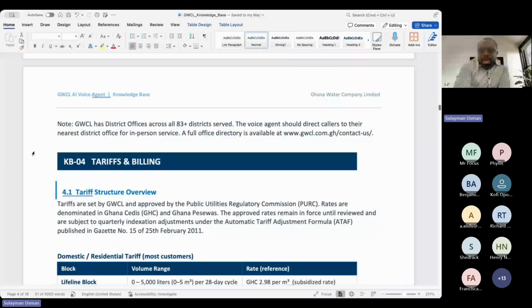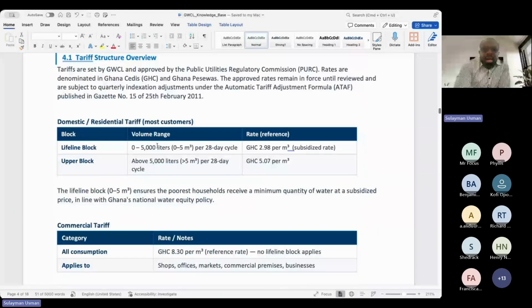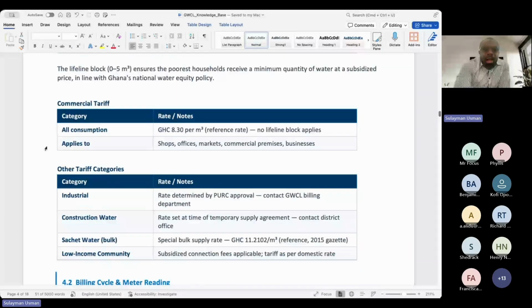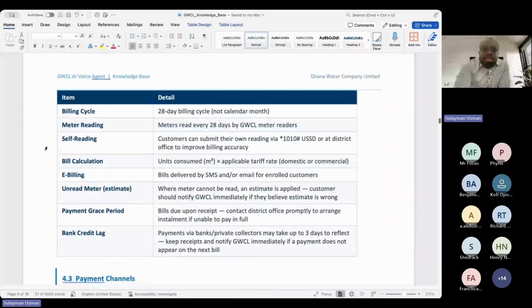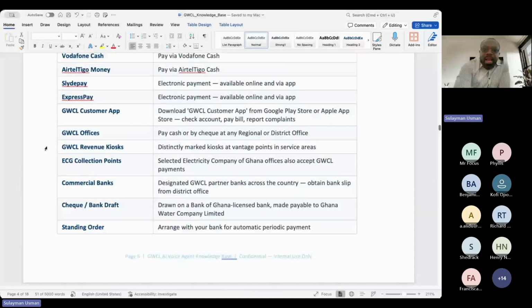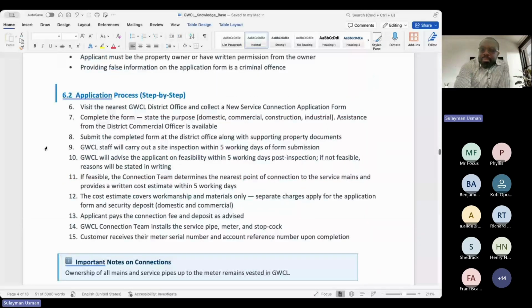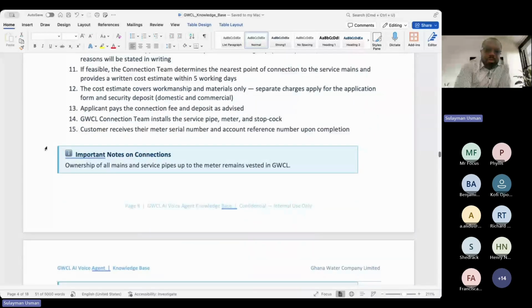We talk about the tariffs, the billing. We go into details: how the billing works, what the structure is, the various forms, the blocks, lifeline block, upper block, whatever it is. We have the commercial tariffs, the individual, well, commercial and non-commercial, right? So basically this gives the AI everything it needs to learn from. This is basically the brain. Not the brain, but I would say the brain is the Gen AI, but this is the information that has to go into the brain for the brain to function properly.